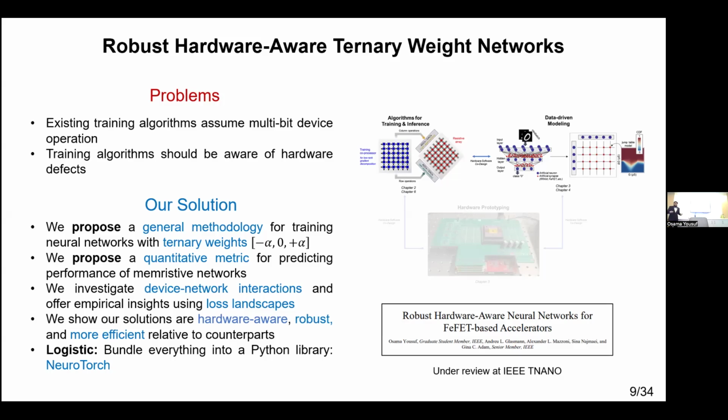We also propose a quantitative device metric, and we find and report that that device metric is very accurate in predicting the performance of different networks against one another. And then we use different tools from the ML community, such as loss landscapes and optimization trajectories, and we use those to derive empirical insights into how device properties actually interact with network properties. And there's a logistical contribution in this work at the end as well, where we bundle all of our system and all of our libraries and functions together. And we bundle it into a Python package called NeuroTorch, which we plan to also open source soon.